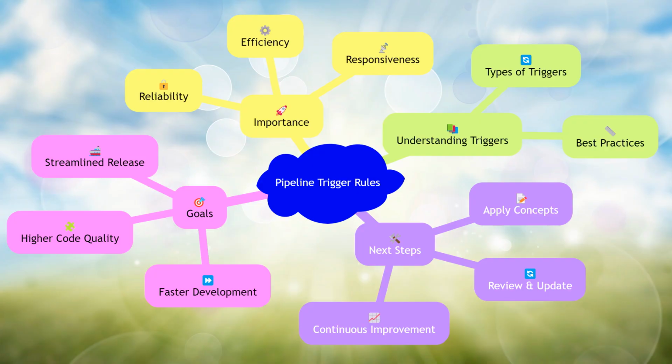In conclusion, developing and implementing pipeline trigger rules is a critical aspect of any CI/CD pipeline. By understanding the different types of triggers and following best practices, teams can ensure that their pipelines are efficient, reliable, and responsive. The next steps involve applying these concepts to your own projects, regularly reviewing and updating trigger configurations, and continuously improving your pipeline processes. By doing so, you can achieve faster development cycles, higher code quality, and a more streamlined release process.